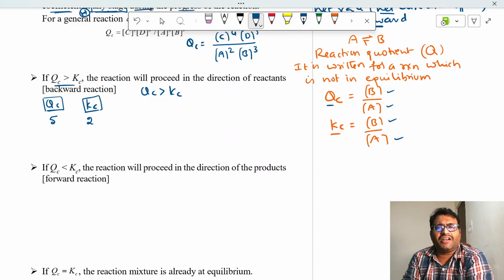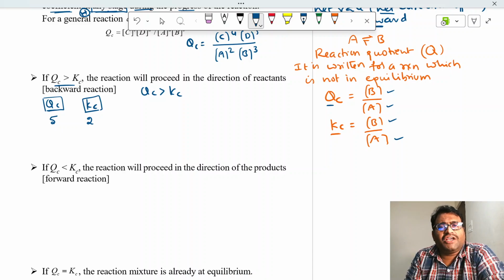C and P are written depending on how the products and reactants are represented. If they are represented in terms of their concentration, we write Kc. If they are represented in terms of their partial pressures, we write Kp. Okay. So Qc is greater than Kc. Qc is not in equilibrium, Kc is in equilibrium.